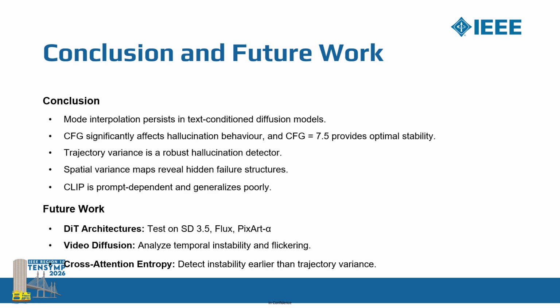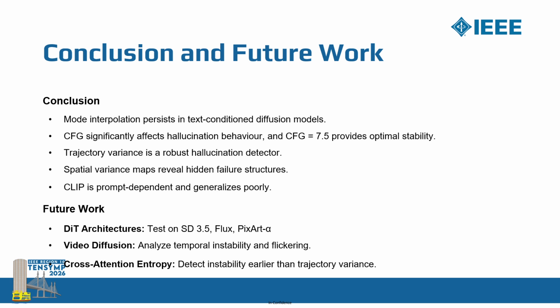To summarize, mode interpolation is real, but it's strongly CFG dependent, significant at low guidance, essentially eliminated at the standard setting of CFG 7.5 that most production systems actually use. Trajectory variance is a robust hallucination detector that costs nothing extra at inference time, and it generalizes to new prompts where CLIP simply does not. The spatial variance maps reveal a failure taxonomy that a single global number completely hides.